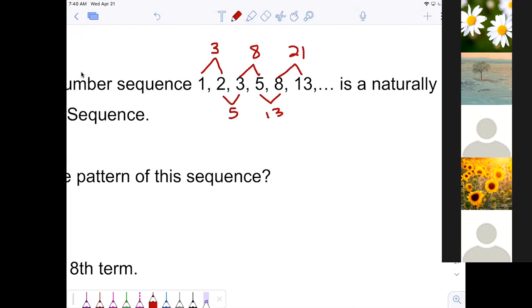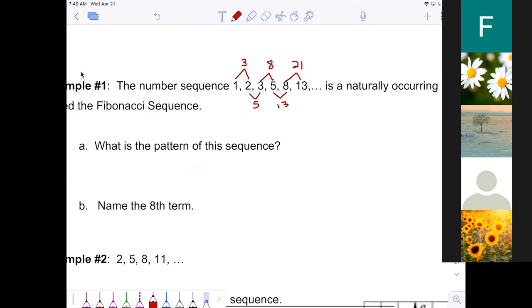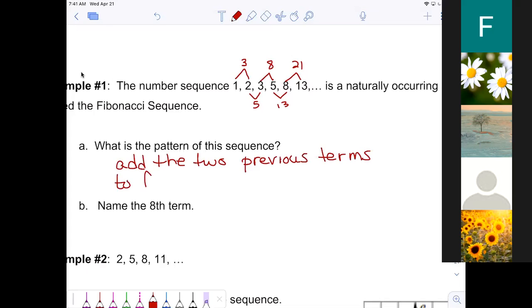Nice job. Riley, did you notice that as well? Yeah. Nice job. Good. This one's tricky. So it is called the Fibonacci sequence, and the pattern would be, we could say, add the 2 previous terms. And remember, that word terms refers to the numbers in the sequence, but you're adding the 2 previous terms to find the next term.